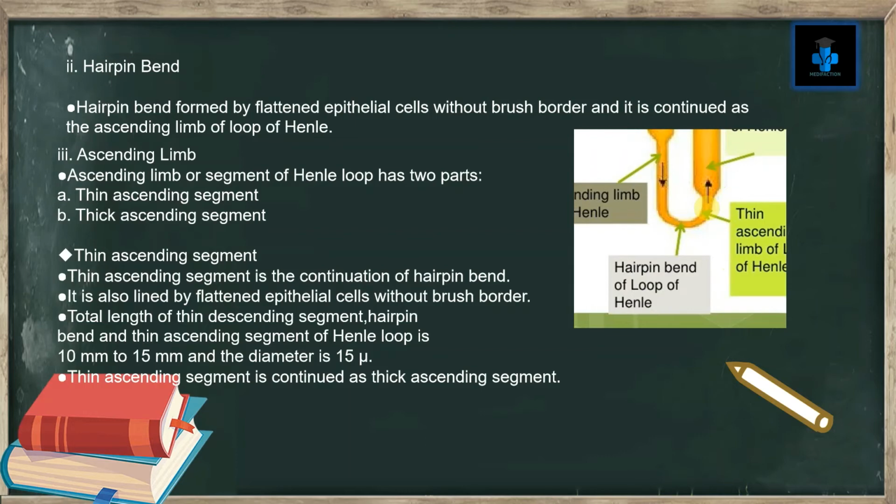Ascending limb. Ascending limb or segment of loop of Henle has two parts, that is a thin ascending segment and a thick ascending segment. Let's talk about the thin ascending segment first. Thin ascending segment is the continuation of hairpin bend right here. It is also lined by flattened epithelial cells without brush border. Total length of thin descending segment, hairpin bend and thin ascending segment of loop of Henle is 10 mm to 15 mm and the diameter is 15 micron. Thin ascending segment is continued as thick ascending segment. Here we can appreciate that.